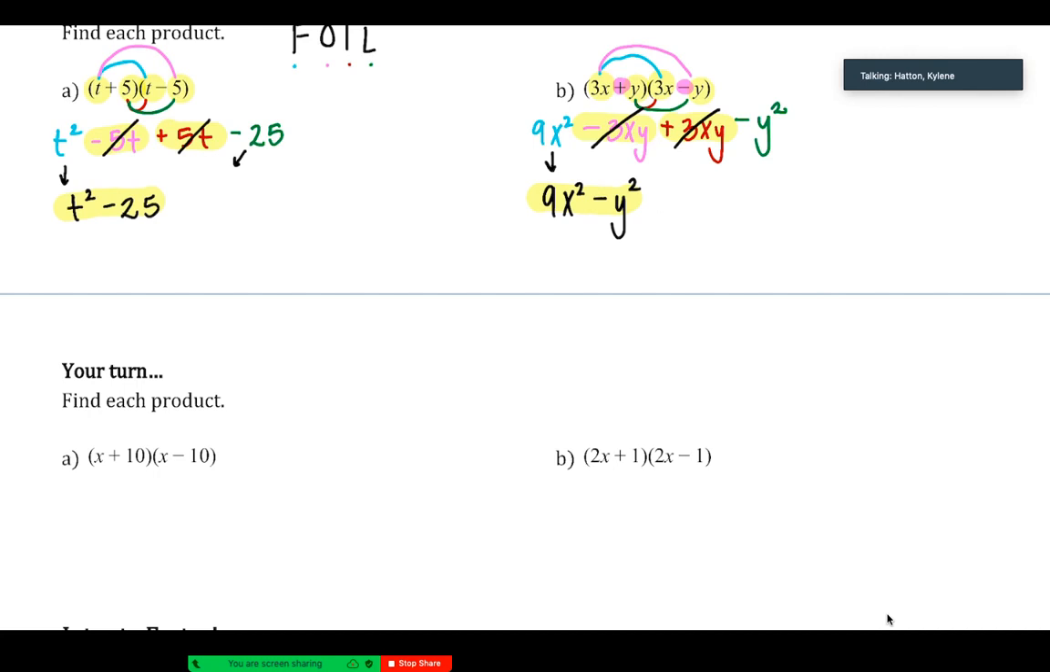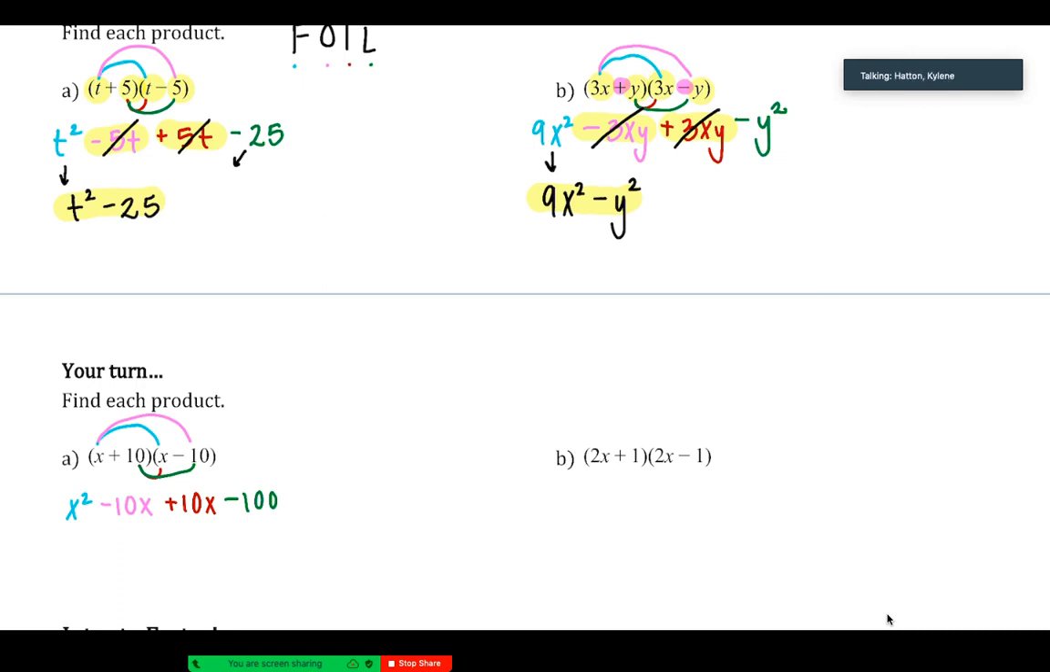We're going to FOIL. So we'll multiply the first term in each parentheses, x times x, that's x squared. And then we'll multiply the outer term in each parentheses, x times negative 10. We write that as negative 10x. And then we'll multiply the inner term in each parentheses, which is now a positive 10 times x. So we write that as plus 10x. And then we'll multiply the last term in each parentheses, which is a positive 10 times a negative 10, so negative 100.